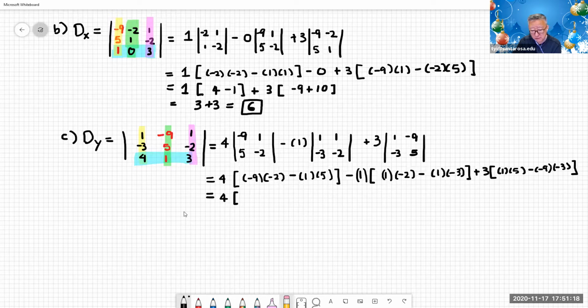Minus 9 times minus 2, we get 18. Minus 1 times 5, you get minus 5. Okay, and minus 1 times minus 2, I get minus 2. 1 times minus 3 is a negative 3, but we have a minus in front of it, so that's going to be plus 3. The last one, you got 3, 1 times 5, you got 5. Minus 9 times minus 3, you get what? Positive 27, but you got minus in front of it, so you got minus 27.